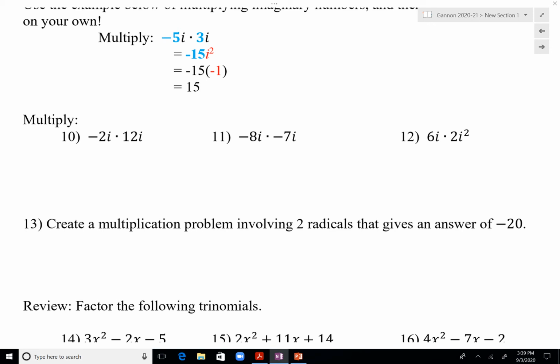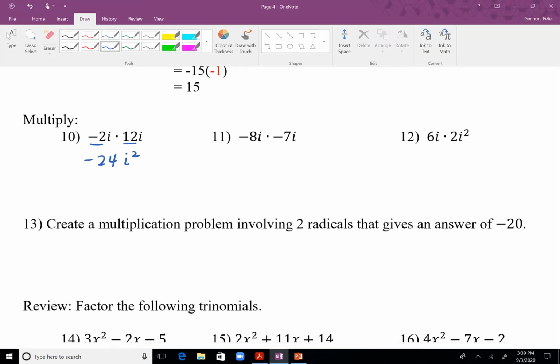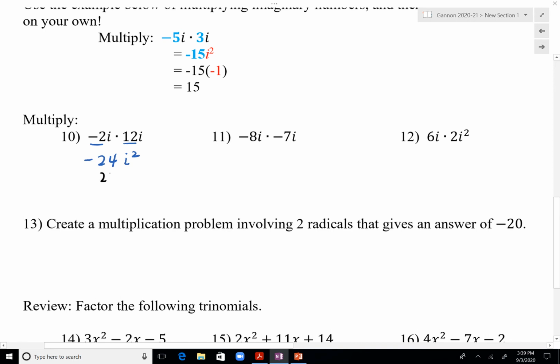Hopefully you paused the video and tried these. Let's take a look at number 10. We've got a negative 2 and a 12 in front. We're going to multiply those together to get negative 24. i times i is i squared. i squared is always going to get replaced with negative 1. So now we have negative 24 times negative 1, which is simply positive 24.